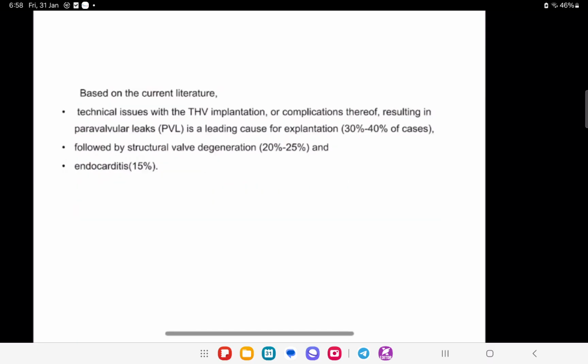Based on the current literature, technical issues with the heart valve implantation or complications thereof resulting in paravalvular leaks is a leading cause for explantation, which accounts for 30 to 40% of cases, followed by structural valve degeneration, which accounts for 20 to 25% of cases, and endocarditis for 15% of the cases.